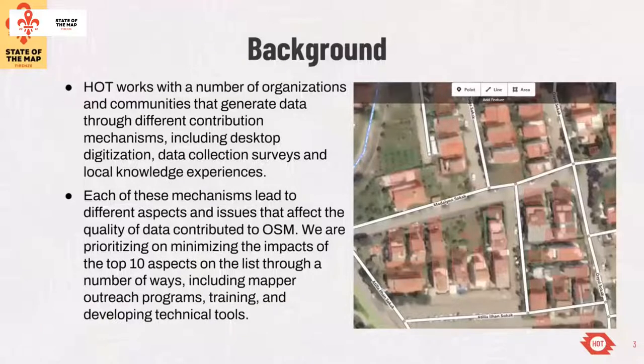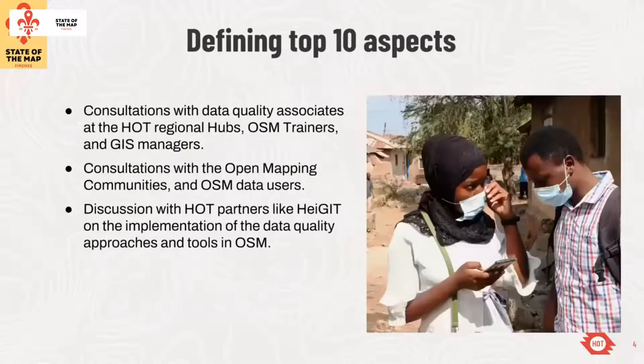A bit of the background is that HOT works with a number of organizations and communities that contribute to OpenStreetMap, and they contribute this data through desktop digitization, data collection surveys, and local knowledge experiences. All these mechanisms of contribution create data quality issues in OpenStreetMap, and that's why we are prioritizing data quality at HOT. While defining these data quality issues, we talked with data quality associates at the regional hubs, the OpenStreetMap trainers, representatives from the open mapping communities, as well as partners like the Heidelberg Institute of Geoinformation Technology.